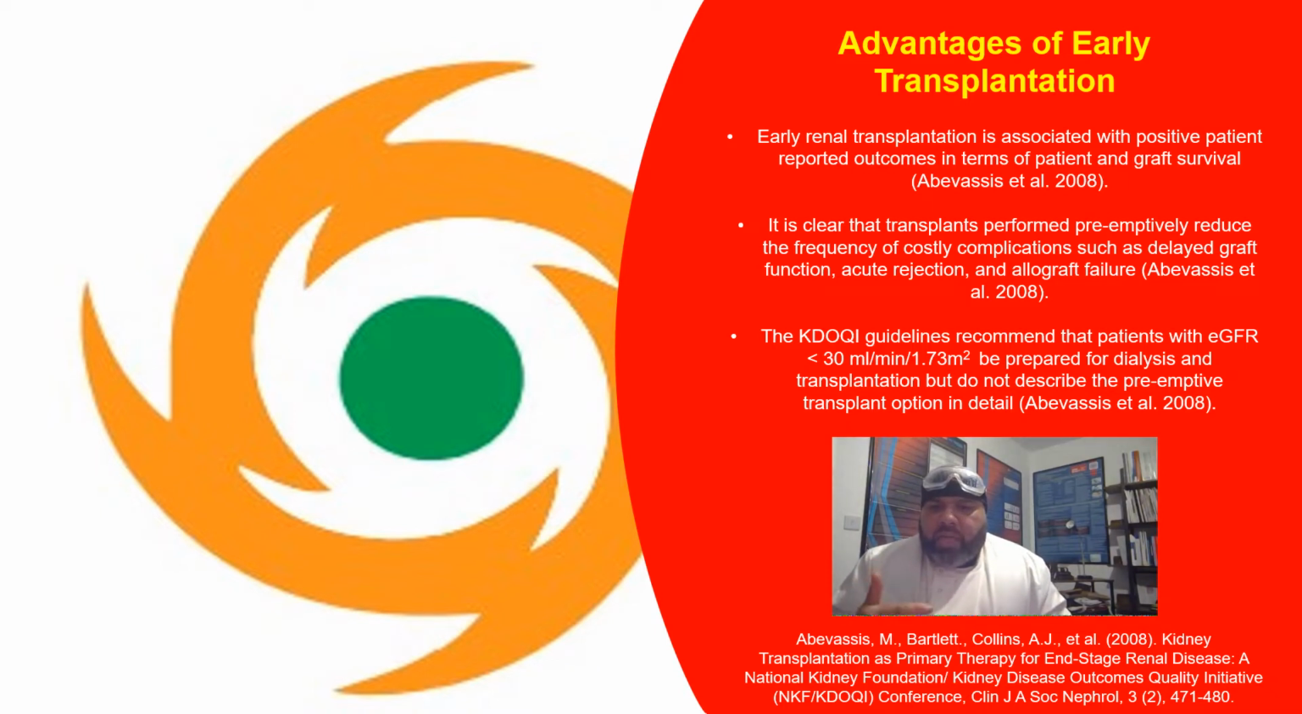And the KDOQI guidelines recommend that patients with estimated glomerular filtration rate less than 30 mL per min be prepared for a form of renal replacement therapy, and that can be, for example, hemodialysis, peritoneal dialysis, or transplantation, but do not describe, for example, the preemptive transplant option in detail as one of the main advantages.